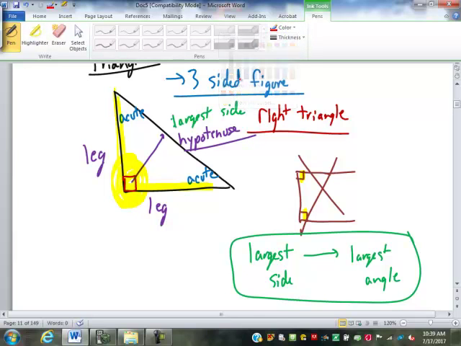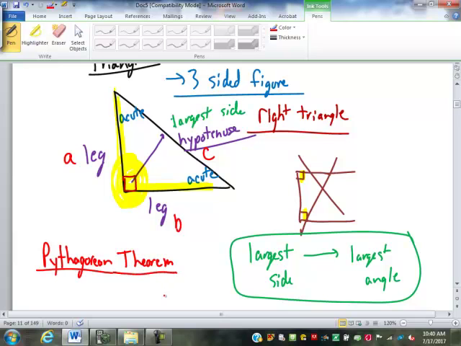So when we are labeling a triangle, we label the sides with small letters, and we're typically going to use A, B, and C. So we would label the legs sides A and B. And the hypotenuse almost always gets labeled side C. Depending on the textbook, this next thing is called either the Pythagorean Theorem or the Pythagorean Rule. It technically is a theorem because it can be proven.